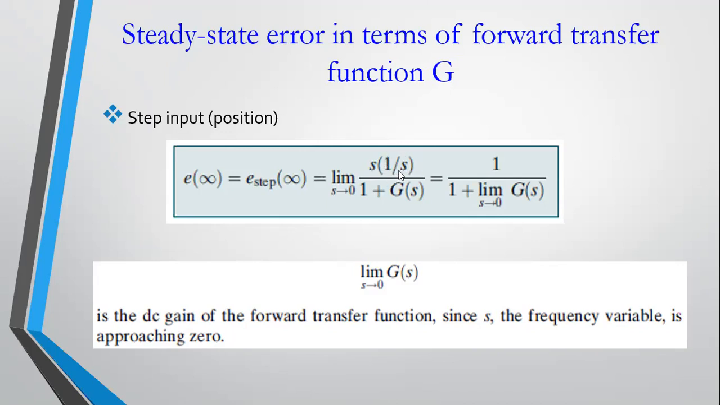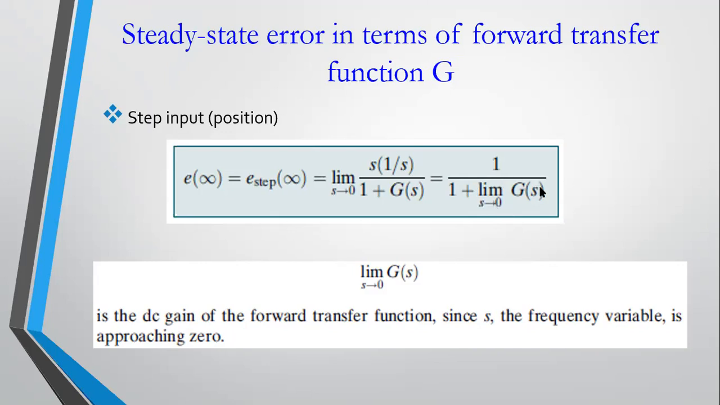So if it's step input, R becomes 1 over S. Okay, so it cancels out here. So you get 1 over 1 plus gs. Now the 1 in the numerator and the 1 in the denominator here don't have any s, so the limit doesn't apply to them. So the limit just translates to the term here. So the steady state error for step input is 1 over 1 plus limit as s tends to 0 of gs.